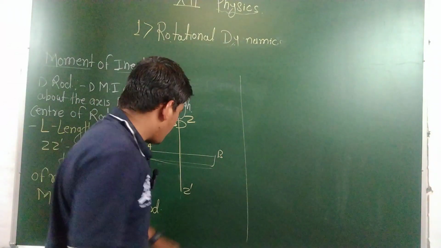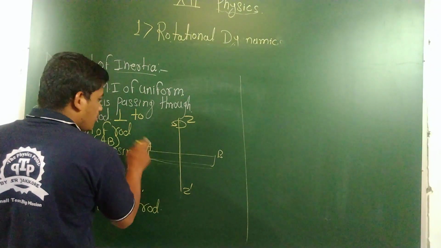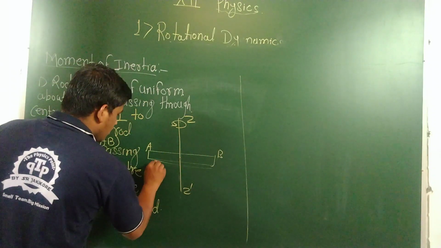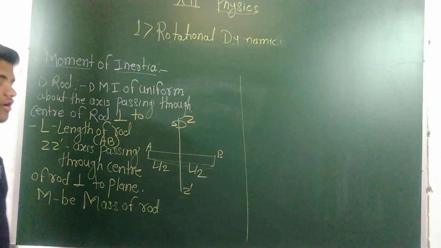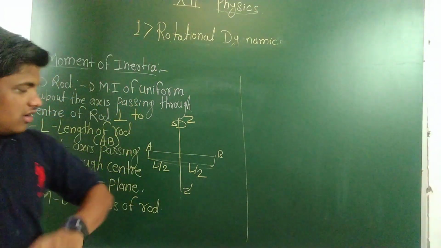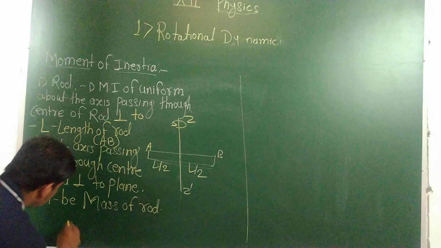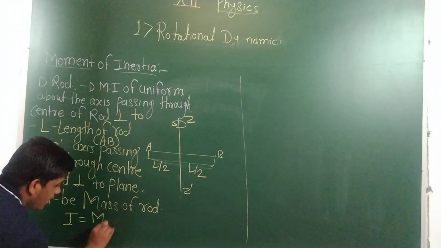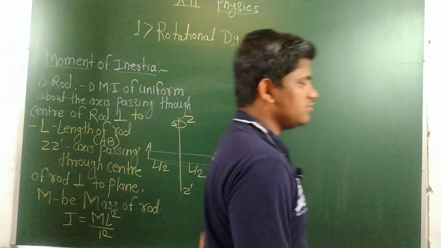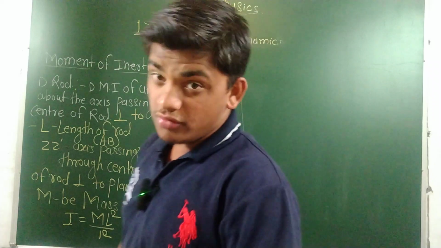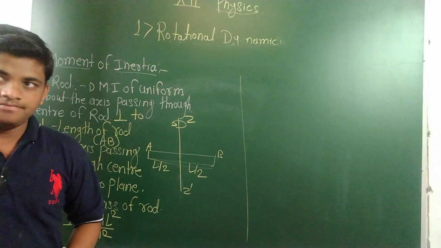Then the moment of inertia of that object, if the axis passes exactly through the center, the distance from the center to point A and from the center to point B will be L/2. Then the moment of inertia of the object around the axis passing through the center of that rod is I equals mL square divided by 12. This is the formula used for finding the moment of inertia of the uniform rod around the axis passing through the center of that rod.